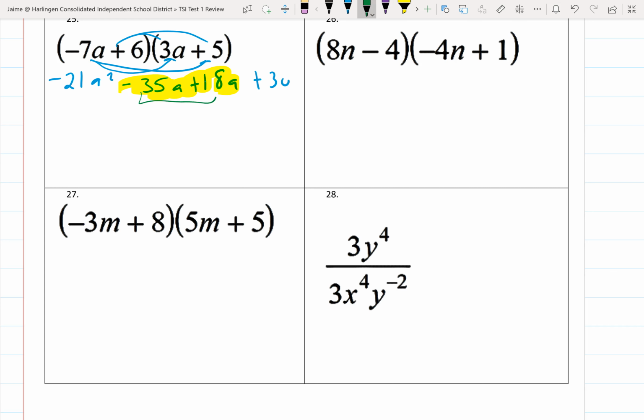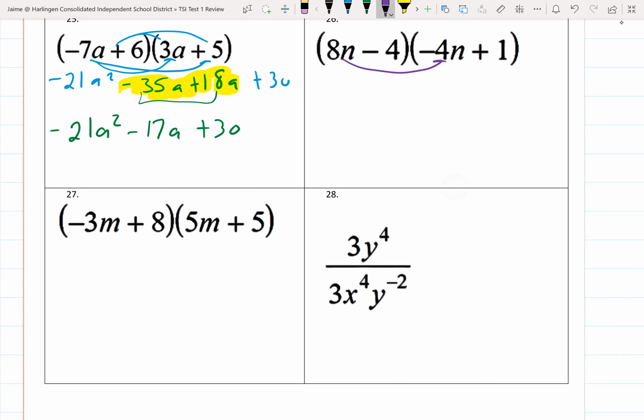Remember, since they're different signs, you subtract them and keep the sign of the bigger one. So negative 21a squared. You subtract those two numbers, you're going to get 17. 35 is bigger, so it's negative 17a plus 30.